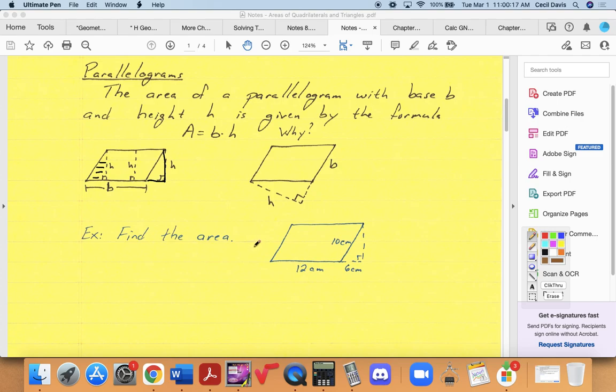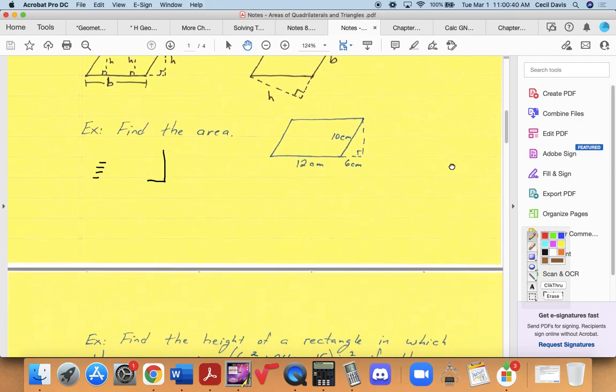Why is it base times height? Well, the idea is actually pretty simple. Let's say that this base was 8 and the height was 6. How many squares would it take to fill this? 48. It would take 48 squares to fill it. Because you'd have 6 rows of 8. Okay, so let's find the area. We'll do a really simple one to start with, and then we'll work our way up from there.